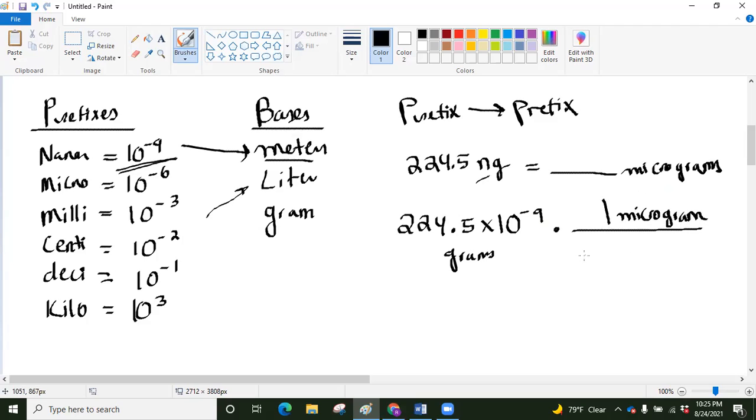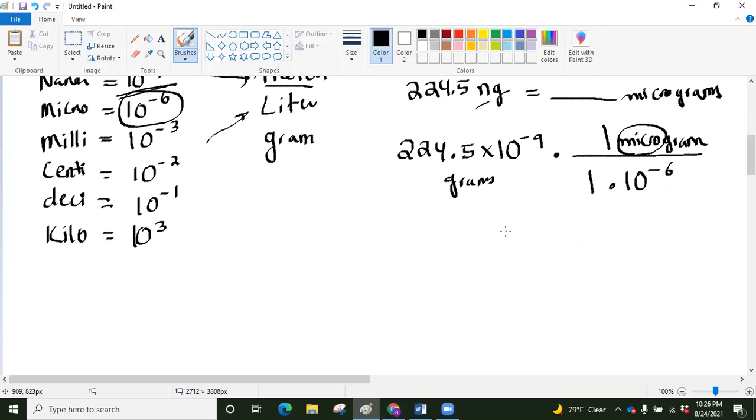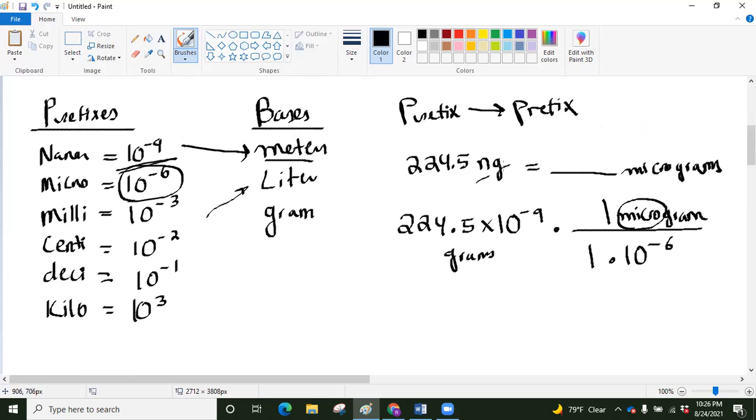Okay, 1 microgram is 1 times 10 to the negative... Well, now I'm going to lift the micro off the table, and the micro we know is 10 to the negative 6. So essentially, all I'm trying to say here is that you want to make a ratio.